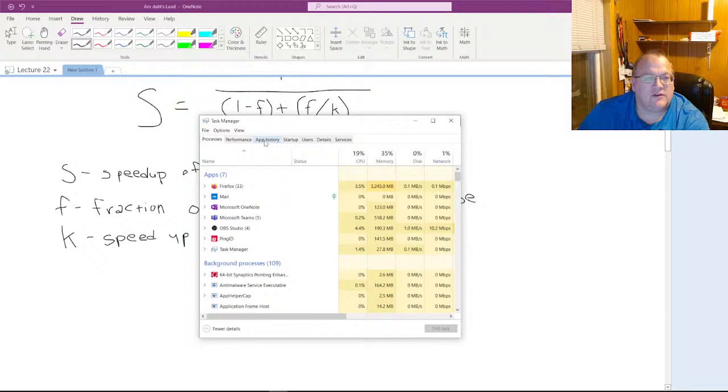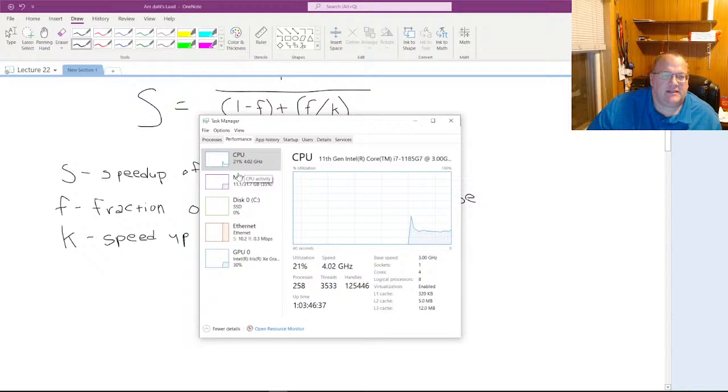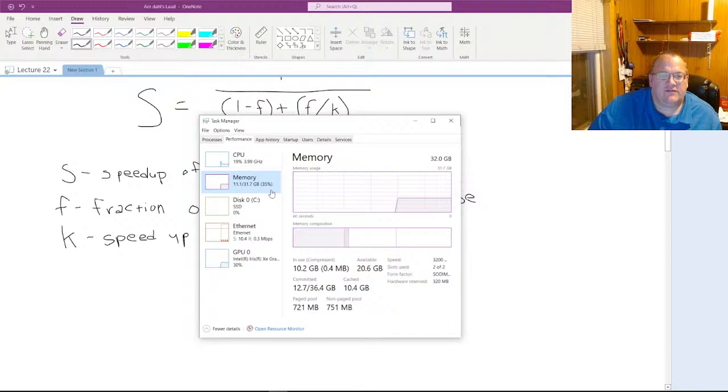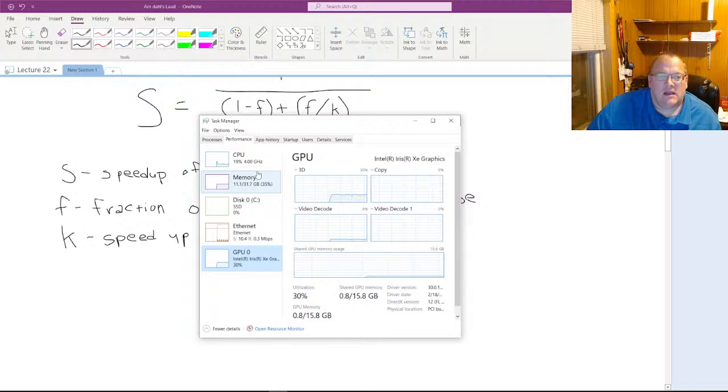But I got up my task manager. Now you can see all the stuff I have running. But what I want to look at is here. Actually, this is what I want to look at. So my CPU on my computer is currently running at 17-18%. It's basically doing nothing. Memory is running at 35%. The disk is running at 0% because I'm not actually writing or reading anything. My Ethernet and my graphics card. So this is actually kind of a neat little thing to watch.